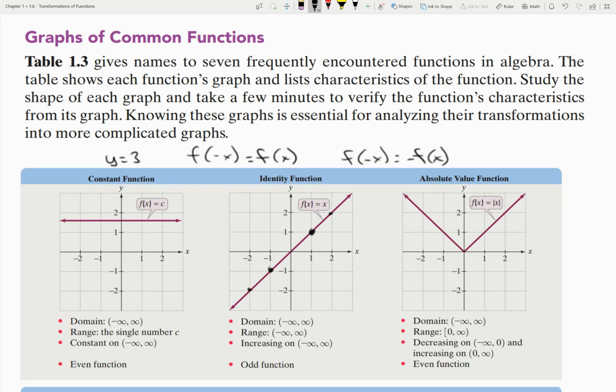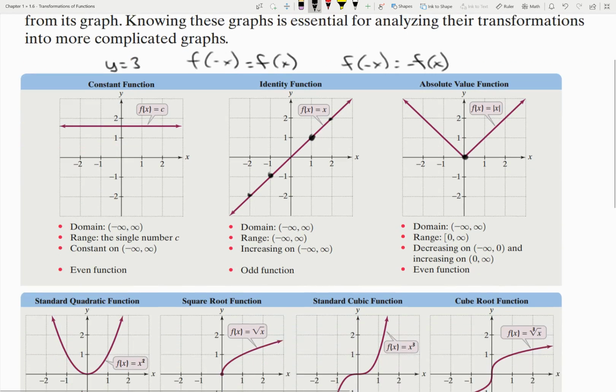Next, we have the absolute value function, which kind of looks like a V. It's going down from left to right, then it hits the origin, and then it bounces back up. The domain is all real numbers. The range, however, is from 0 to infinity. Okay, so the function doesn't go any lower than 0. Decreasing on the left, increasing on the right, and it is an even function. And I would argue that the most important point on that function is that point right there, the vertex of the function.